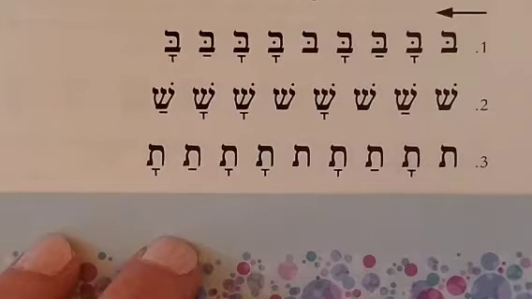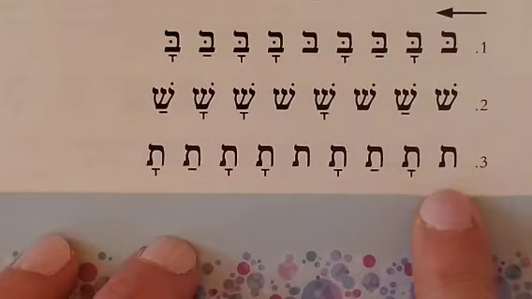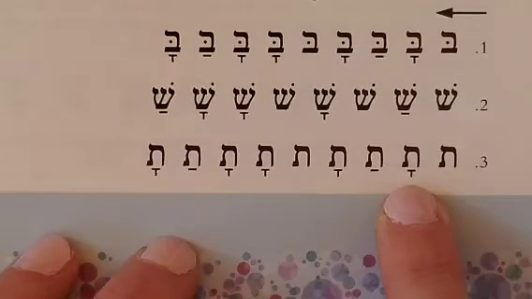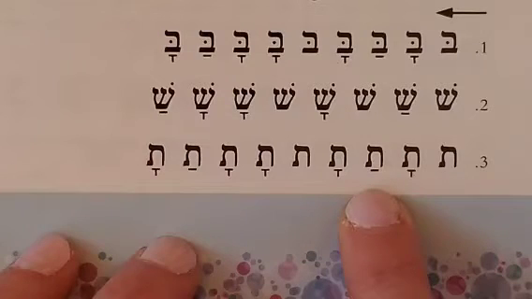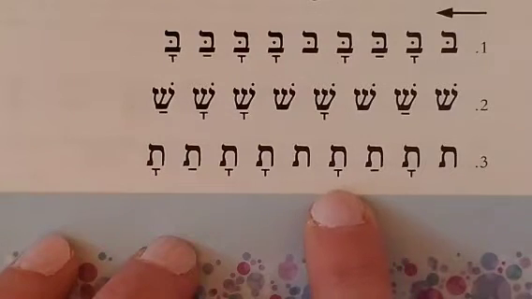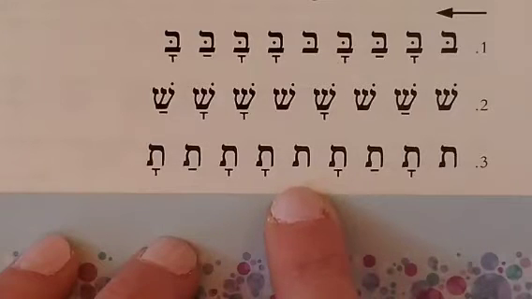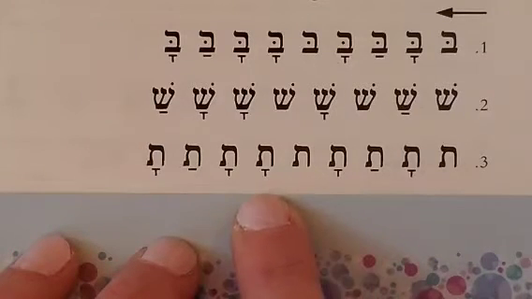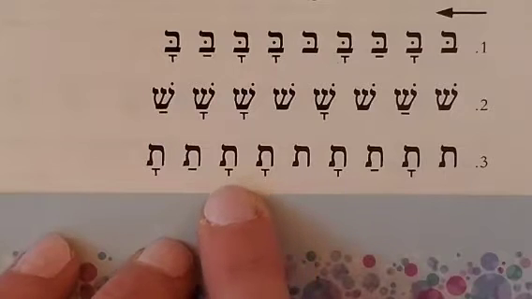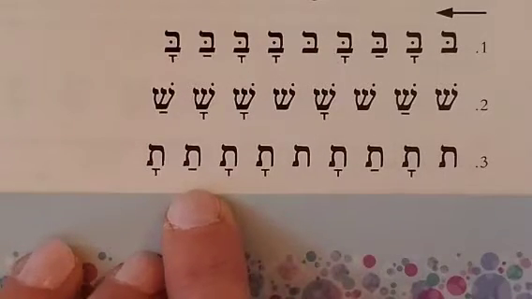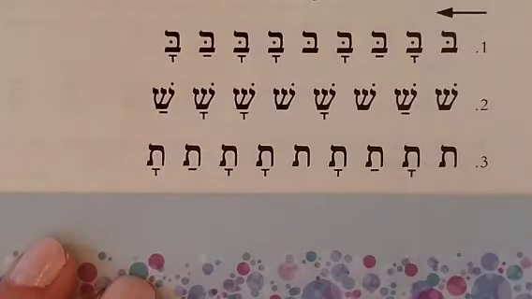This time I'm going to go really slow and you try to say it before I say it. So we have t, ta, ta, ta, ta.